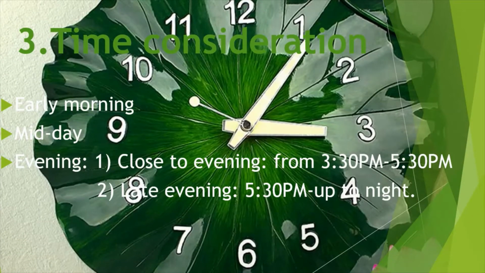Factor number 3: time consideration. We normally experience 3 patterns of time. Here we mean in the morning, in the midday, or evening.